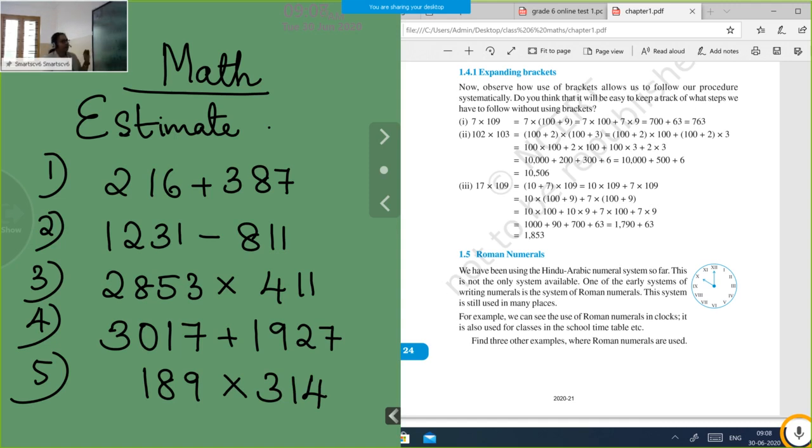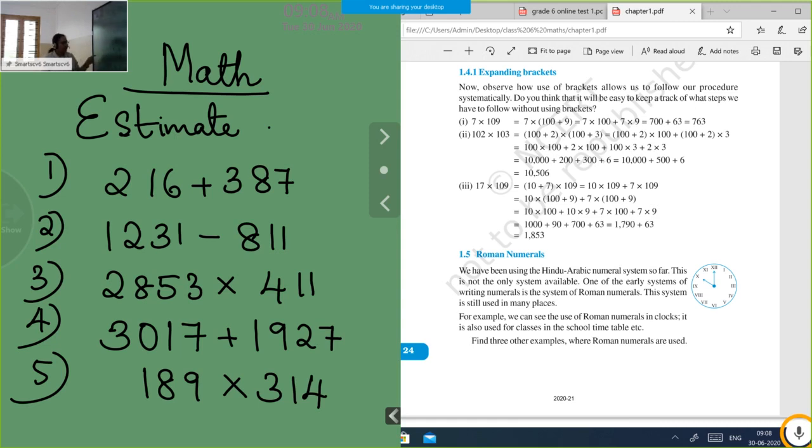216 plus 387. This is estimation. We want the estimation answer, okay? You make it now itself. Second one, 1231 minus 811. Find out the estimated difference, subtraction. Next, third one, multiplication. Find the product. 2853 multiplied by 411.